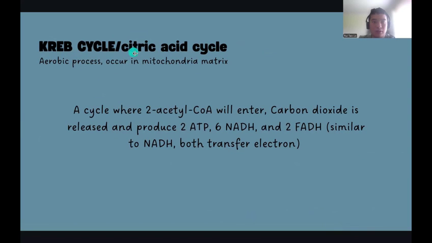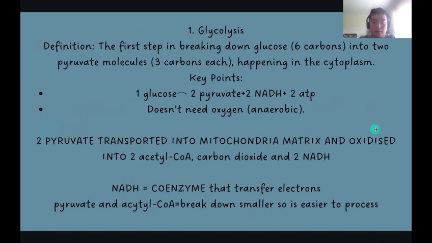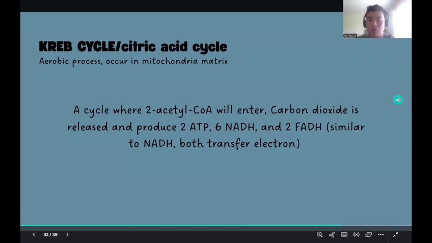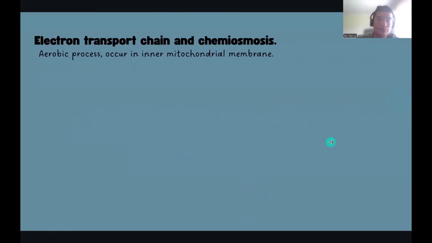So the Krebs cycle, the citric acid cycle, is an aerobic process that occurs in the mitochondrial matrix. It's a cycle where two acetyl CoA will enter, carbon dioxide is released, and it will produce two ATP, six NADH, and two FADH2, which is similar to NADH, and both transfer electrons. So you just need to know those two things. Similar, but a little bit different.